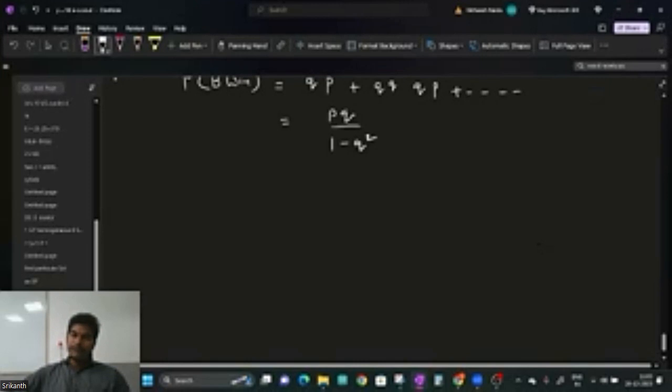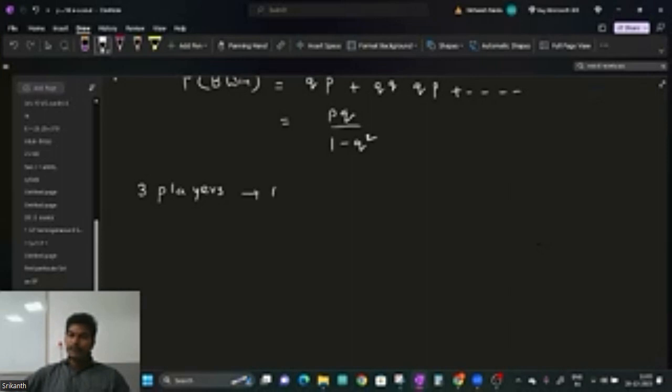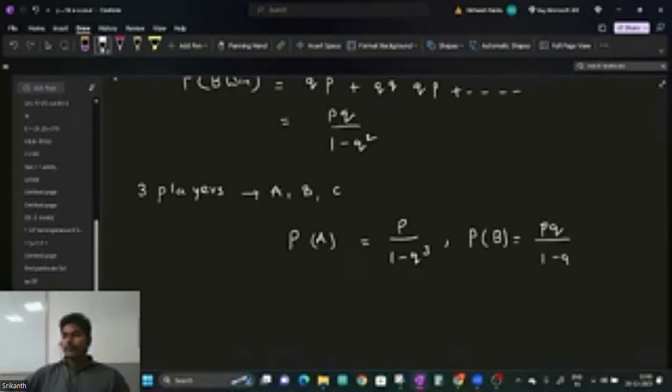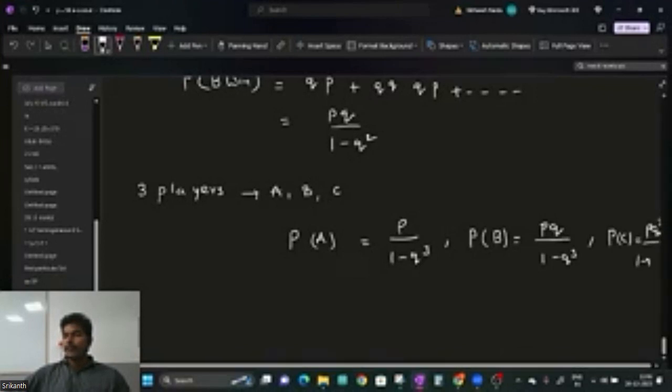Suppose three players are playing the game. Let us suppose those three players are Mr. A, Mr. B and Mr. C. A starts the game, then B next and C next. So the first person's winning probability is, understand these formulas, P by 1 minus Q cube. What is B's probability? PQ by 1 minus Q cube. The denominator is always 1 minus Q cube, since three players are playing, so Q cube. And what is C's winning probability? PQ square by 1 minus Q cube.